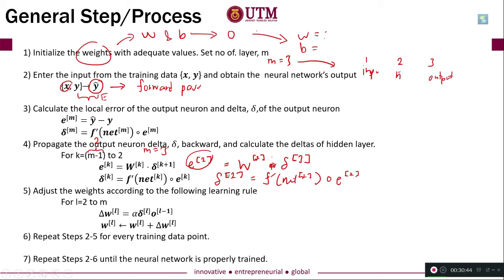Once you get the delta of your hidden layer, then step number 5, you can adjust the weight according to the following learning rule. Of course, this is gradient descent. Once you know your W for each and every layer, you have your delta 3 here, you have the delta 2 here, then you can compute the update of this one, then you update this one.